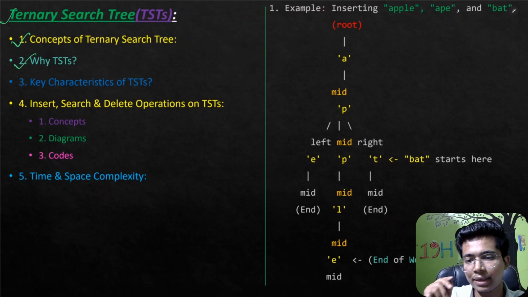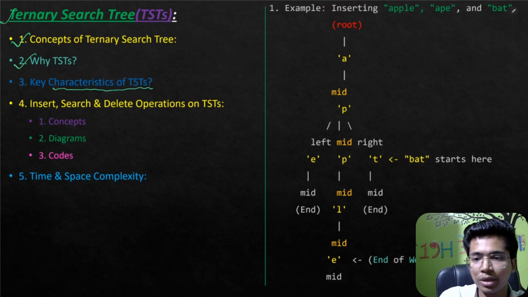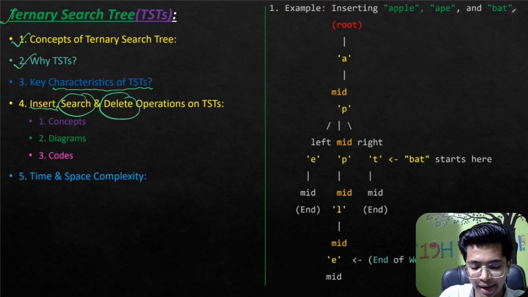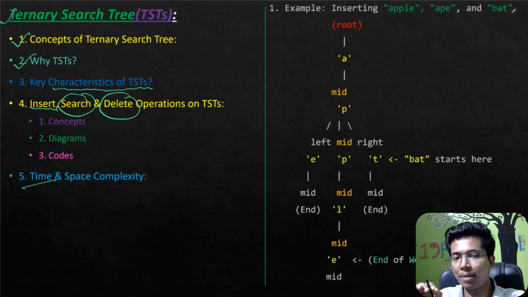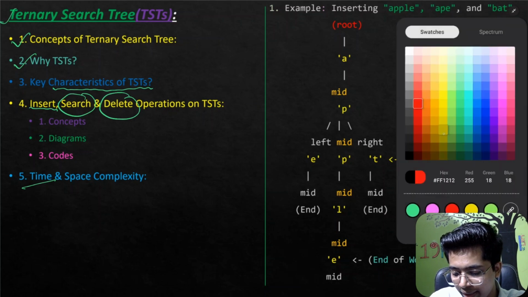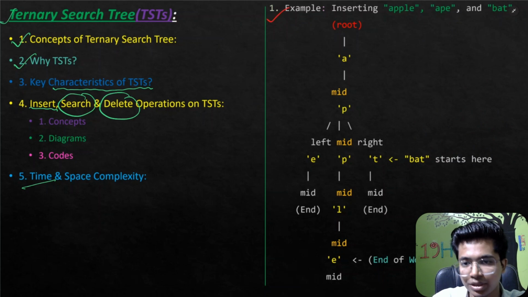Then key characteristics. What are the most important characteristics of a ternary search tree? We will be discussing that. Next, all ternary search tree operations: insert, search, delete, all operations we will be discussing one by one, and at the end we will be discussing the time and space complexity. The picture that you can see on the right side is actually a ternary search tree.